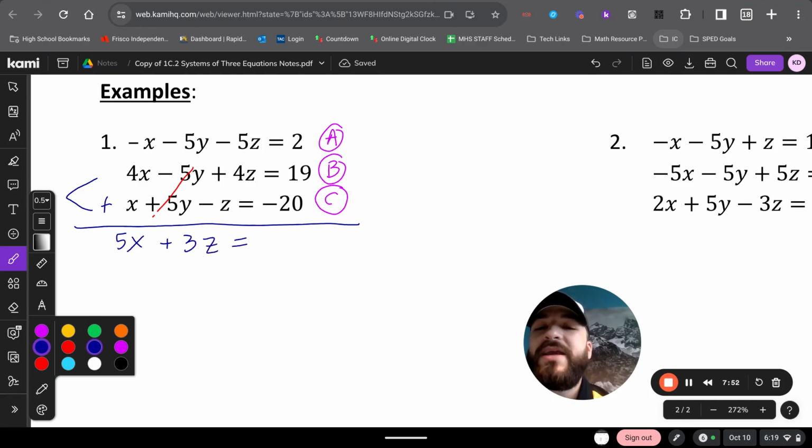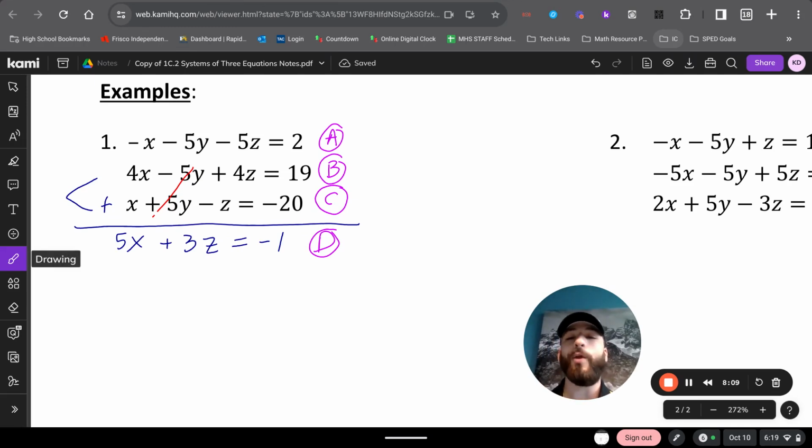And then that would be equal to 19, and negative 20 would, of course, make negative 1. We're going to go ahead and label this equation D, because it's now my fourth equation. And notice it has two variables. So for whatever our next set is, once again, we're going to want to eliminate y. So our equation E, our fifth equation, once again, only involves x and z. So we used equation 2 and 3.